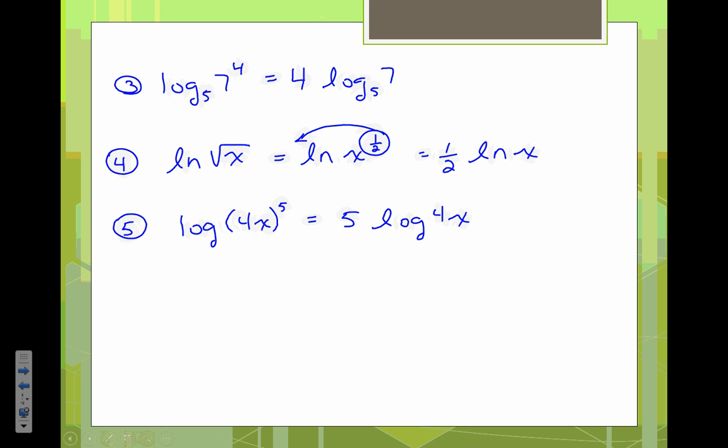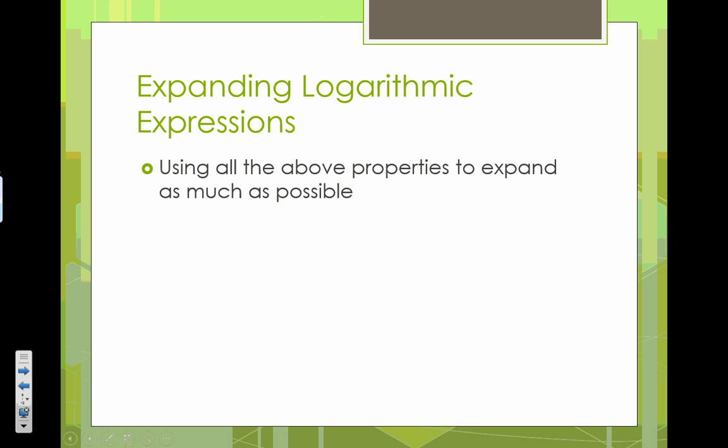So those are the three basic rules for logarithms. We're going to now practice using them, and we're going to start with expanding them. So we're going to start with a logarithmic expression and expand it using addition, subtraction, and so forth, using the rules that we've done so far. Often we need to use more than one rule in each of these examples.